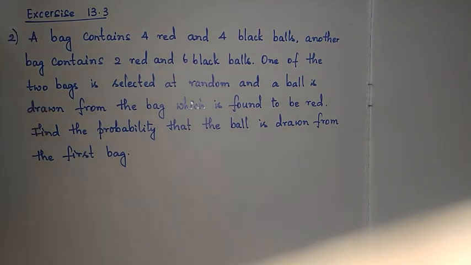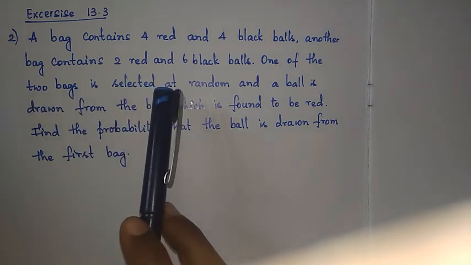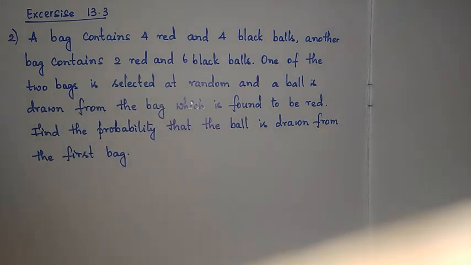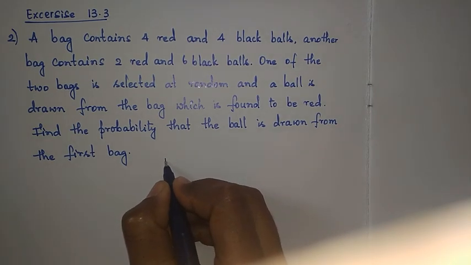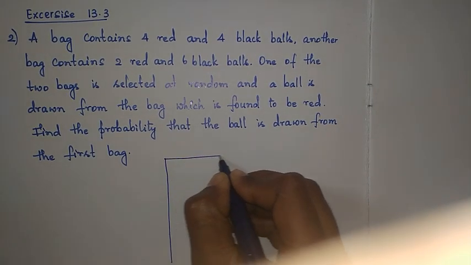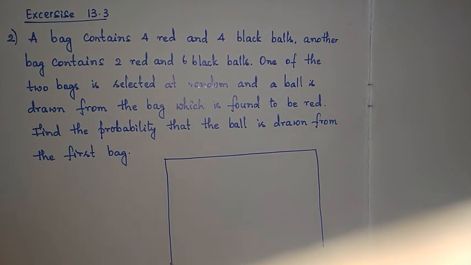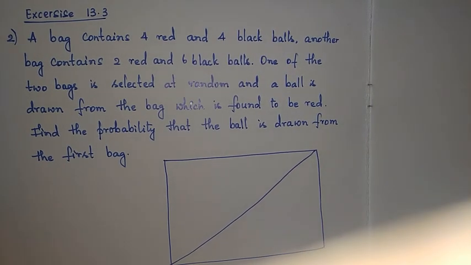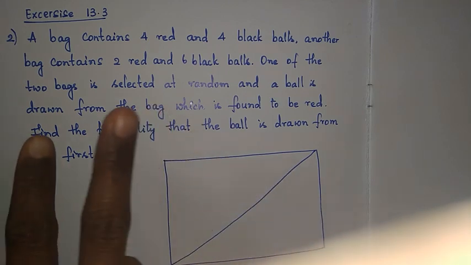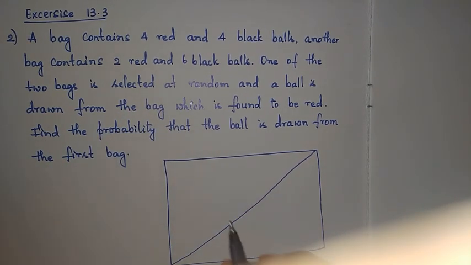We have two bags which contain a different combination of balls. The first bag contains 4 red and 4 black balls, and the second bag contains 2 red and 6 black balls. So let us draw the diagram. This is the sample space which initially contains 2 bags, right? And first we have to make a choice among these 2 bags, right?